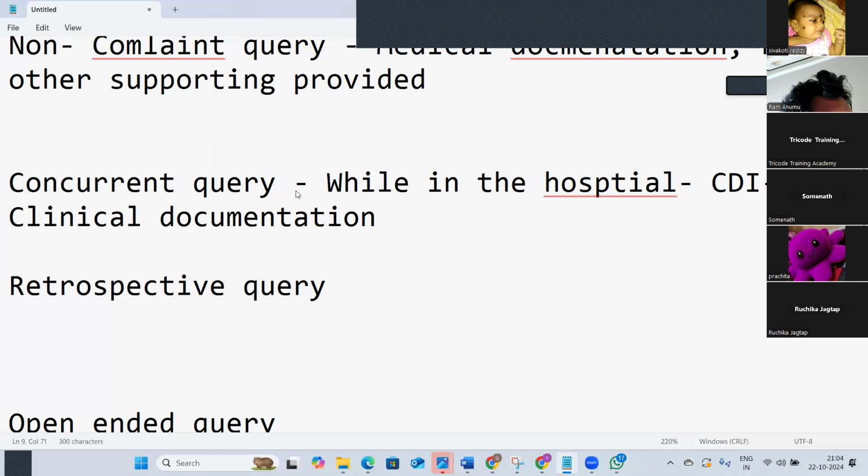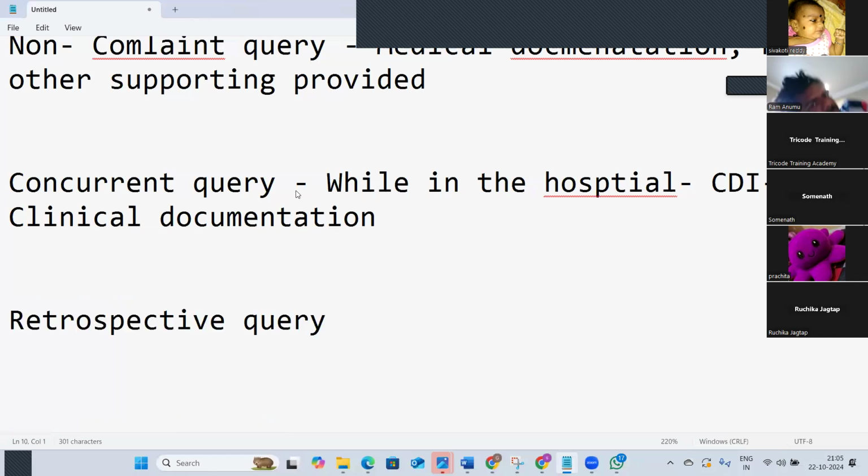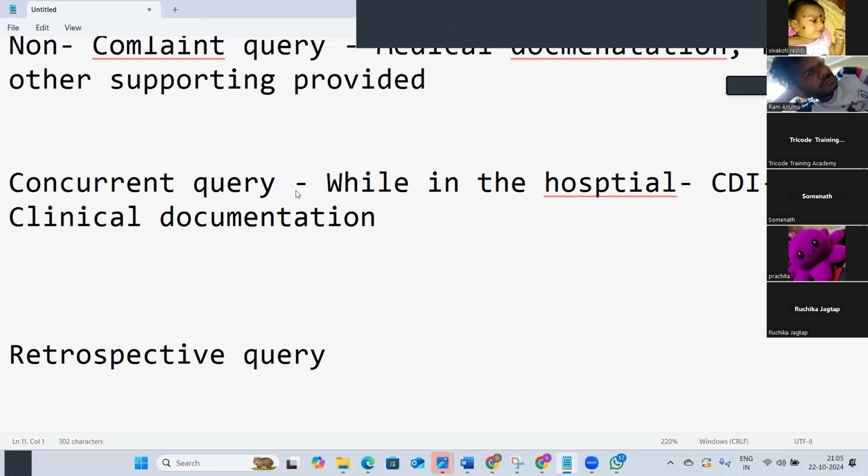The CDI coder's responsibility is to find any gaps in the documentation, anything incomplete or lacking in the medical record, and then send a query to the physician asking him to complete the documentation. Maybe he mentioned, suppose, creatinine documented in the admission. For example, what is the concurrent query?